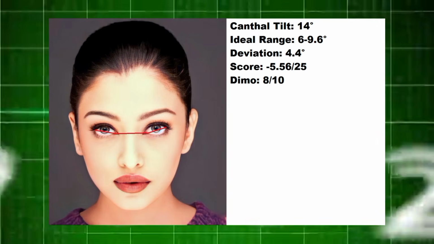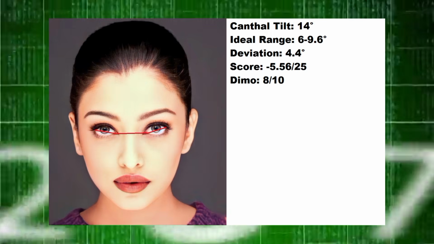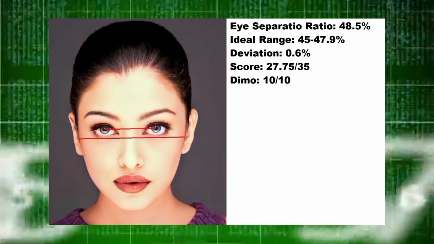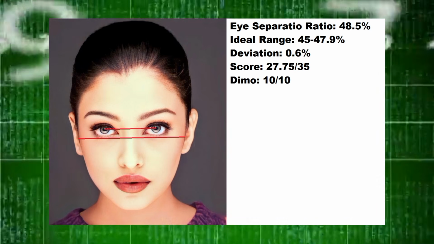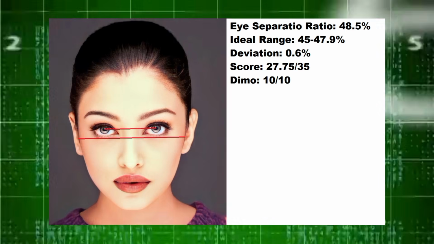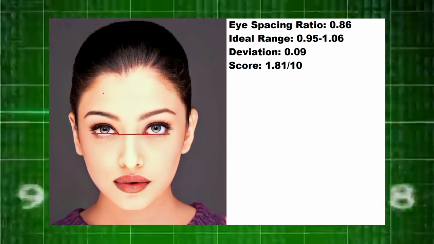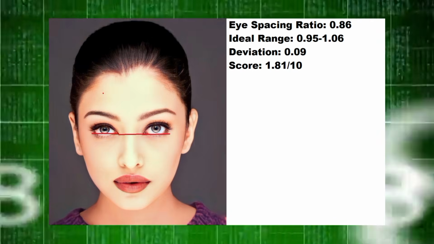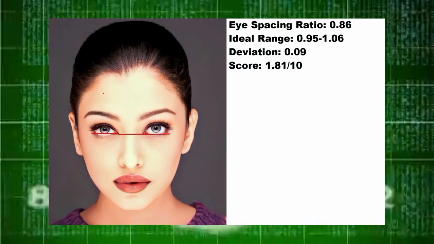A positive tilt usually looks attractive, but if it's too high, it gives the eyes an exaggerated, cat-like lift that can look unnatural. Her eye separation ratio is 48.5%, which is slightly higher than ideal, meaning her eyes are spaced a bit farther apart. Ideally, one eye width distance is perfect, slightly wider spacing gives a gentle, open-eyed look but slightly affects symmetry. Her eye spacing ratio is 0.86, with an ideal range of 0.95 to 1.06. This again shows her eyes are a bit close to the narrower side proportionally.